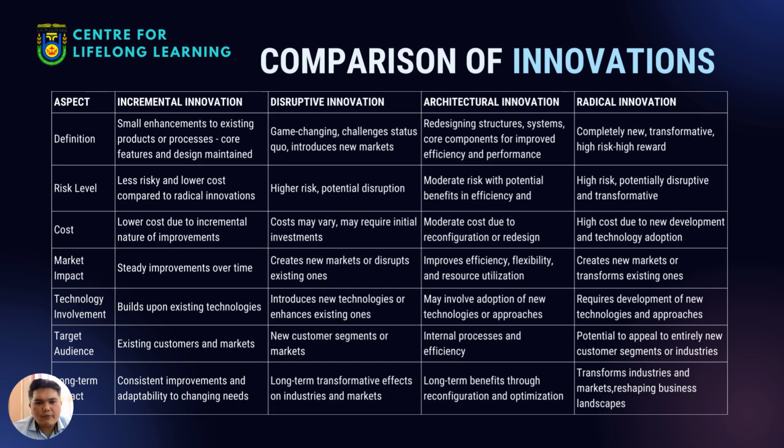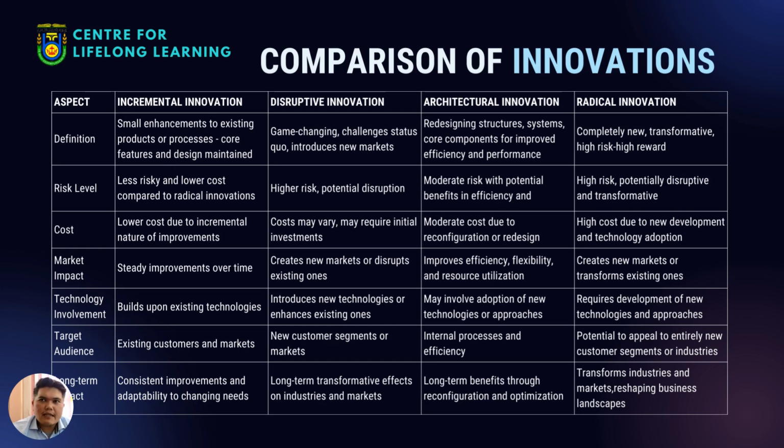So, for example, we're looking at incremental innovation. As I mentioned earlier, this is just small enhancements. In terms of risk, it's less risky and lower cost compared to radical innovation. You're going to get steady improvement over time. The cost is a bit low and it builds upon existing technologies.